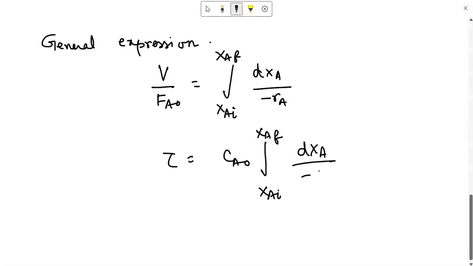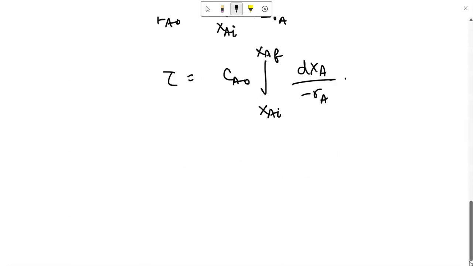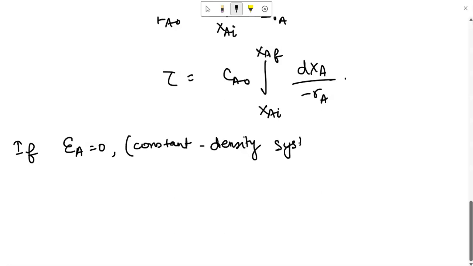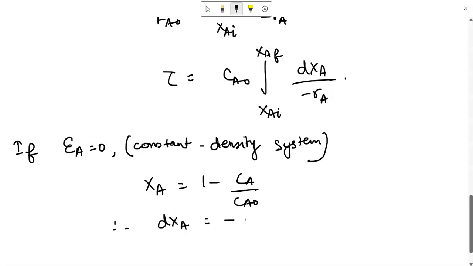dXA by minus rA. If you have a constant density system, that means epsilon A equals 0, so this becomes a constant density system. Then you can directly relate the concentration terms. So you can write XA equals 1 minus CA by CA0, therefore dXA equals minus dCA by CA0.